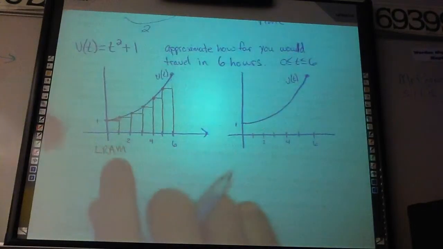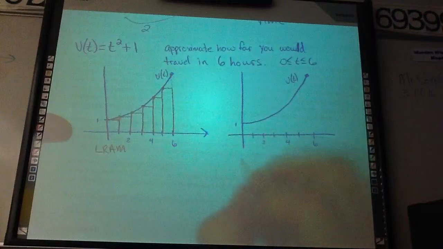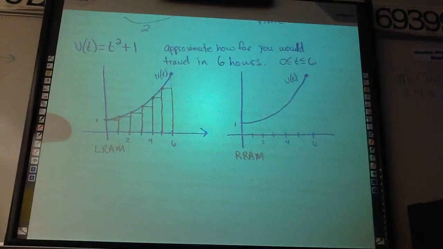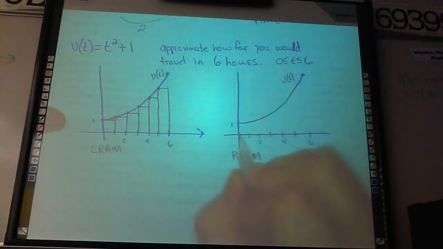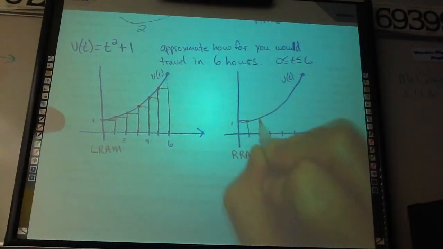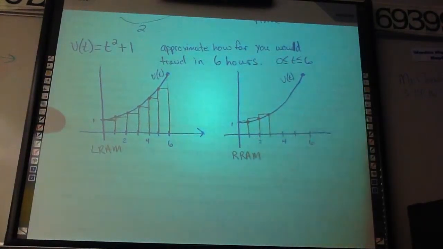So this was the left hand because on each interval, I started on the left, then I went up till I hit the curve, and then I went over with my rectangle. On this one, we're going to do the right hand rectangular approximation method. So the only difference is, now I'm just going to go to the right and go up till I hit the curve and then draw the rectangle. Do you see the difference?